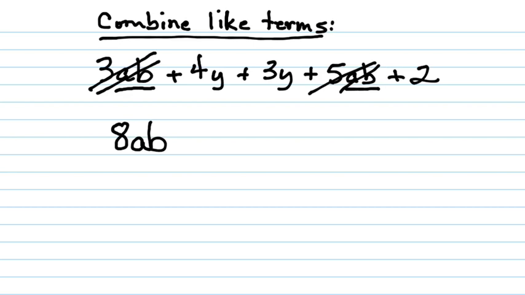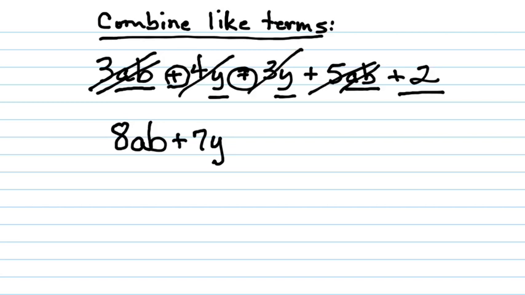What kind of term is the next one? A y term. Are there any more y terms? Yes. Yep. There's another y term there. So what's 4 of them plus 3 of them going to make? 7 y's, right? But I have to have a symbol in between. So what am I going to use? Plus. There you go. And then finally, the last thing is not a variable term at all, right? It's a constant. Are there any more constants? No. So what am I going to do with that plus 2? Just bring it down and put it at the end. And there you go.